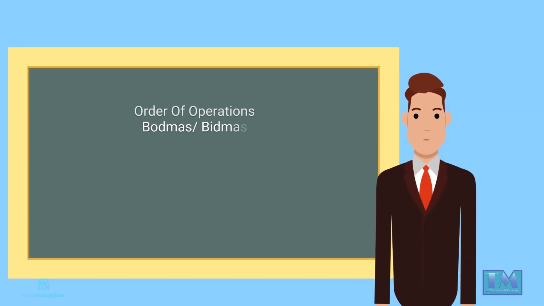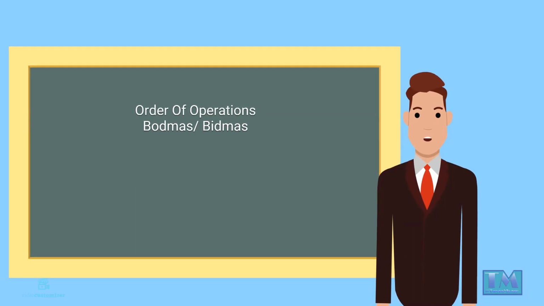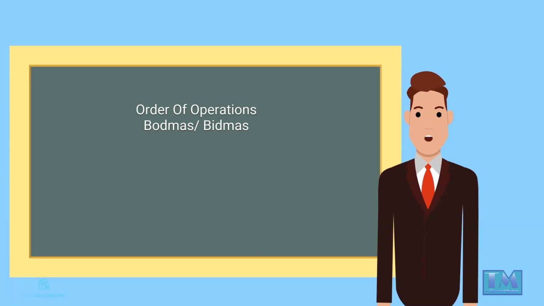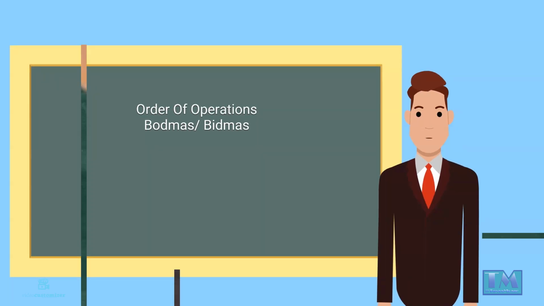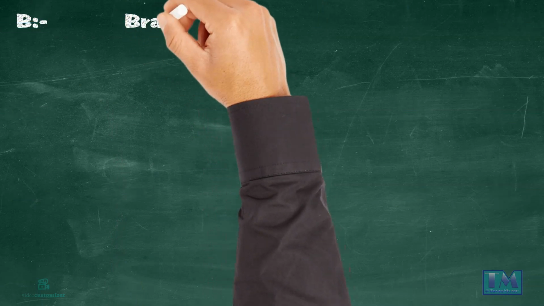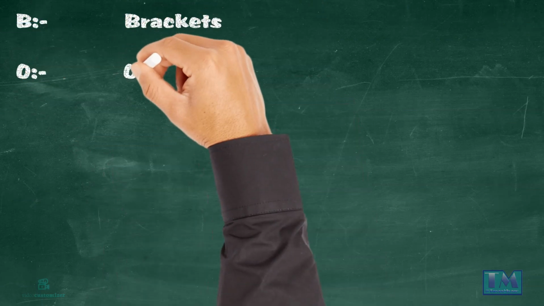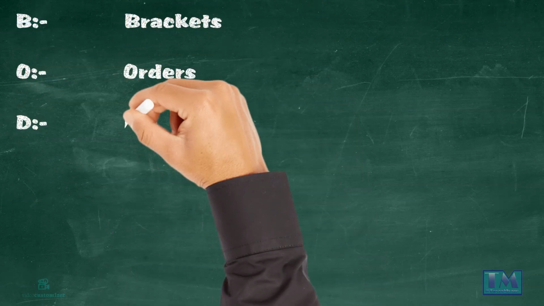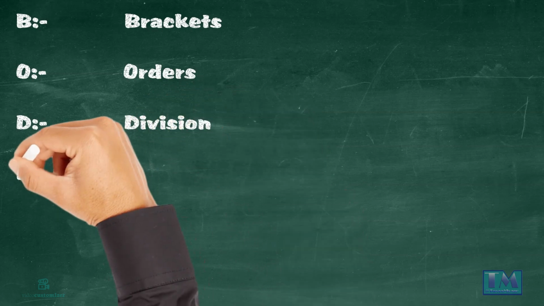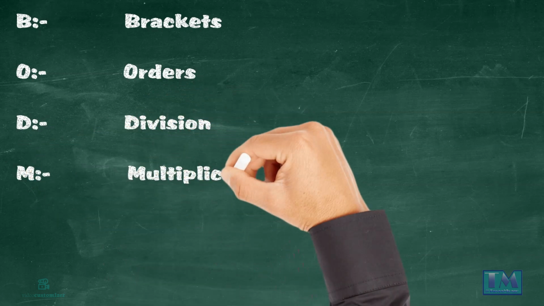I will explain to you the order of operations used in mathematics known as BODMAS or BIDMAS. Here is what BODMAS means. B is for bracket, so anything inside a bracket must be calculated first.